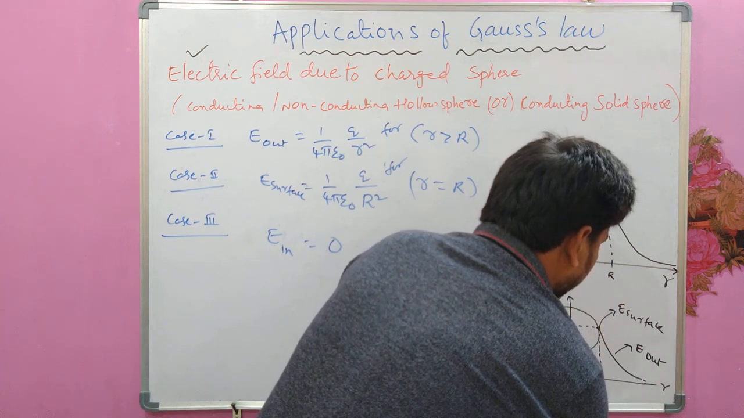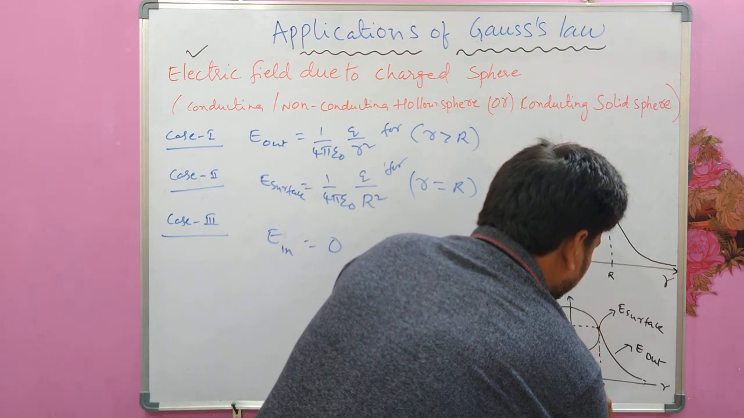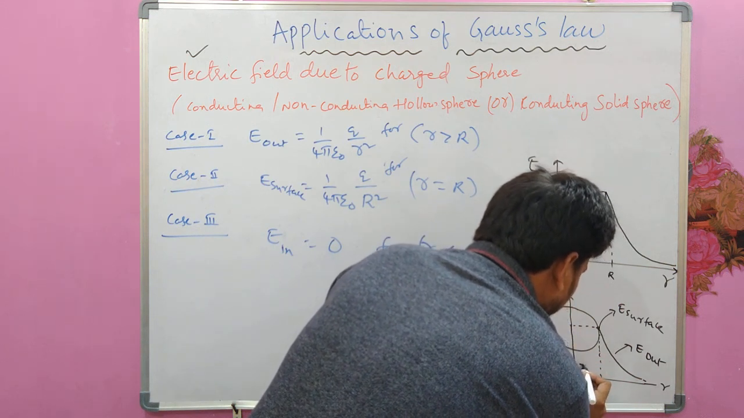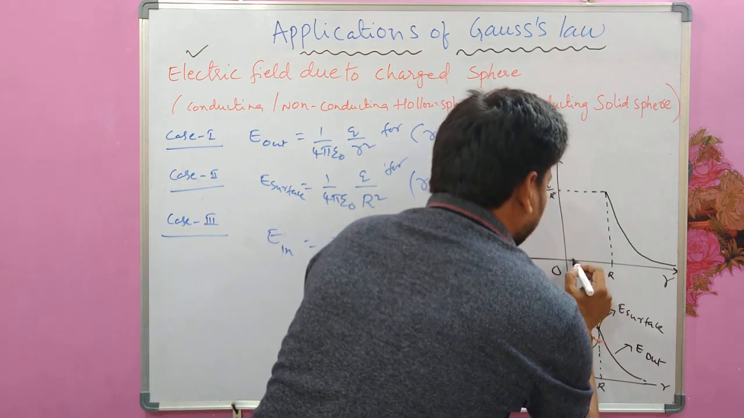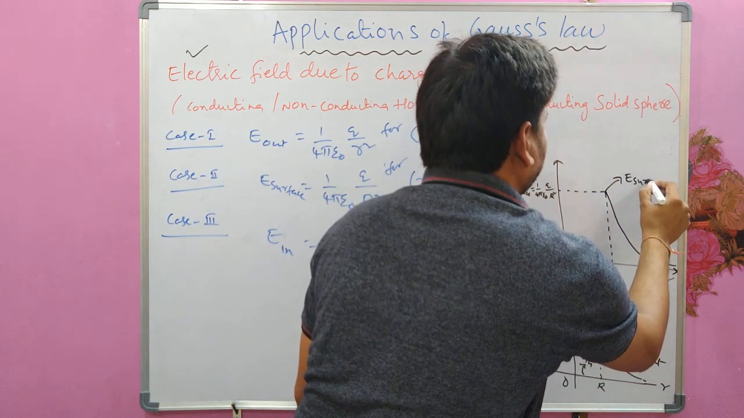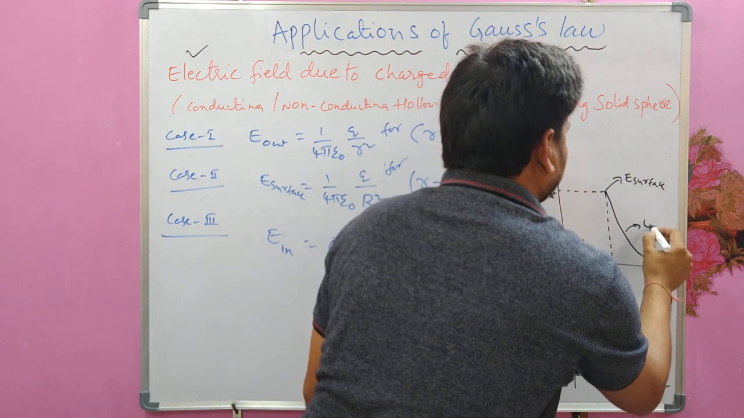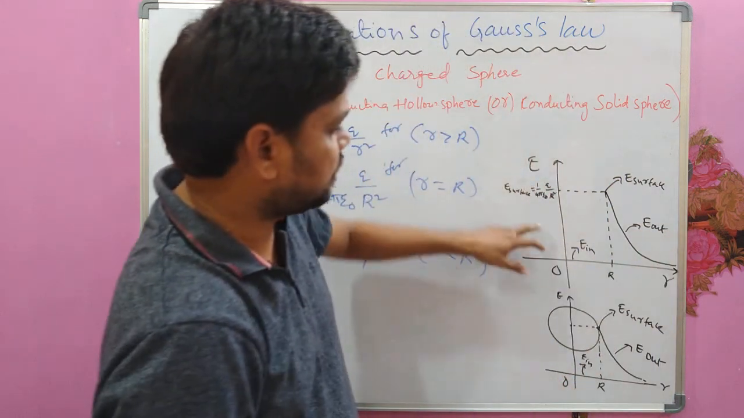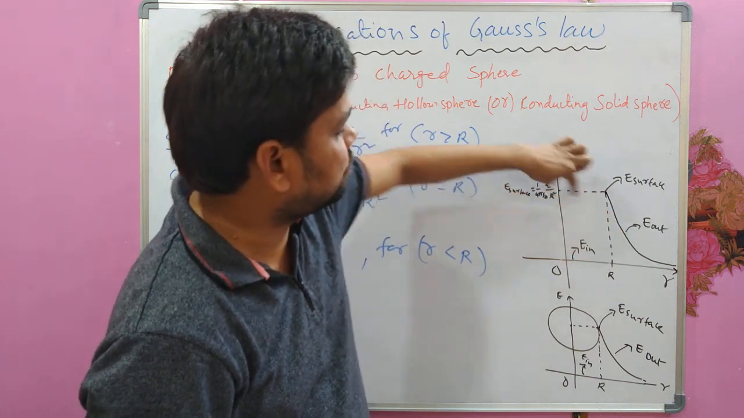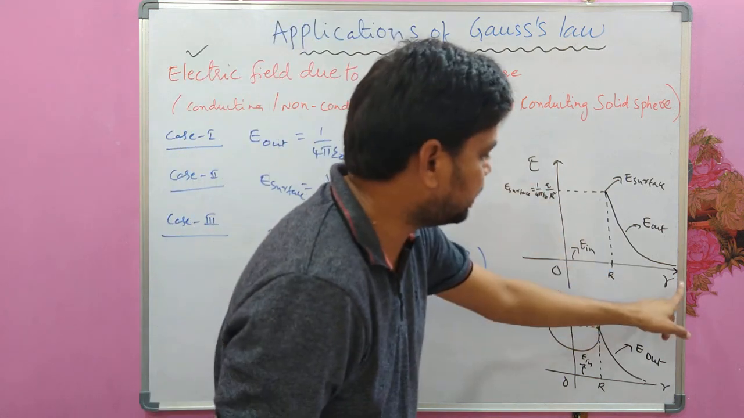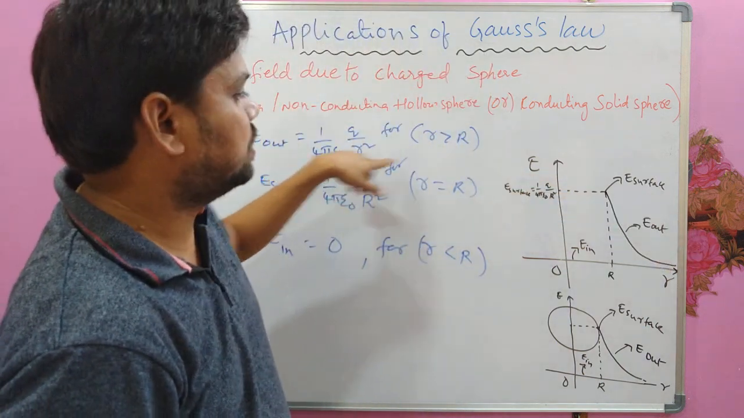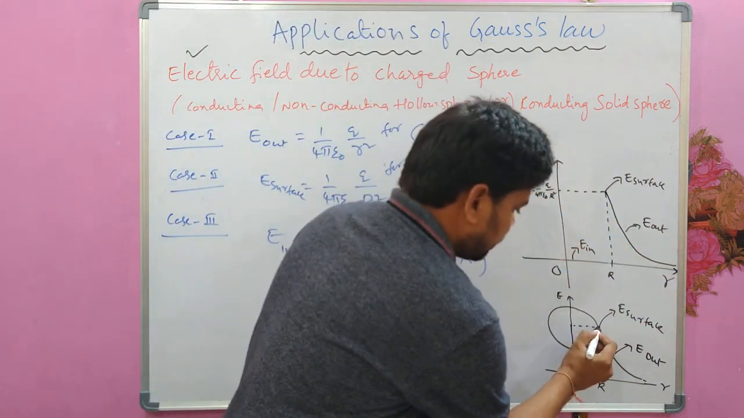And this is E in. There is no electric field up to the radius of the sphere, and on the sphere it is equal to this, and for r greater than R, E outside is inversely proportional to the square of the distance. So this is the surface.